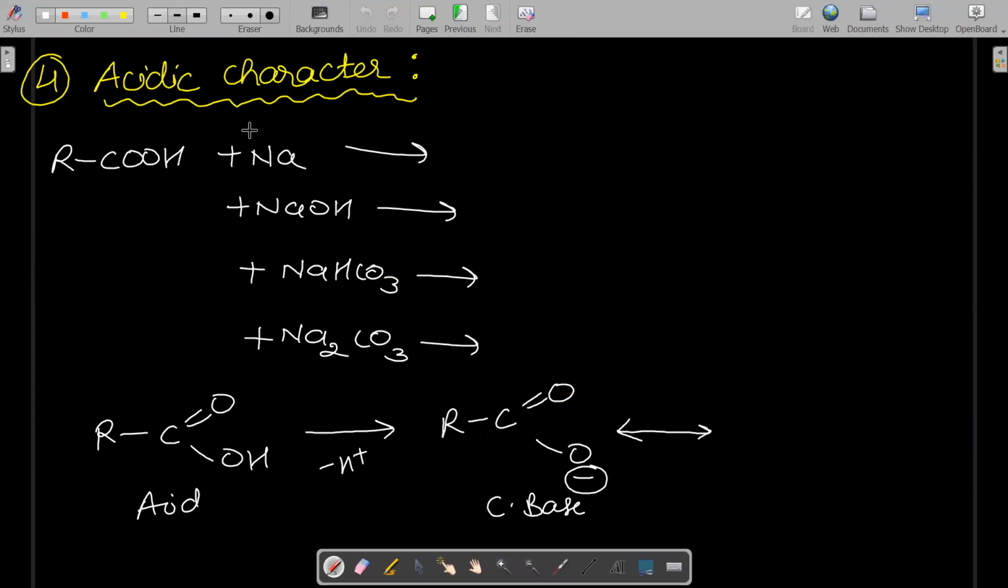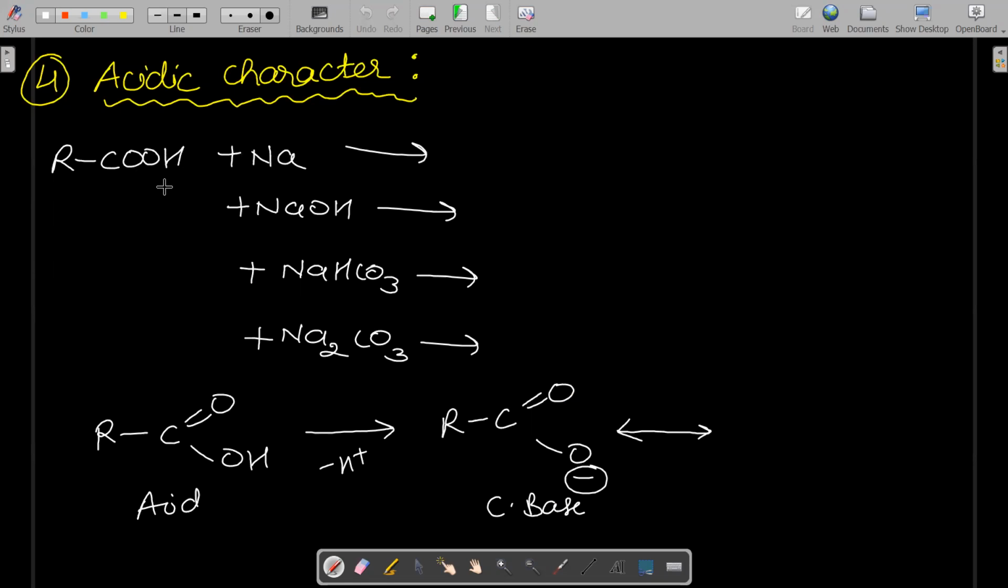Okay, so now the next property. This is the most important property of carboxylic acid because the name is carboxylic acid, so obviously it is acidic in nature. How can you prove chemically that carboxylic acid shows acidic character? What chemical reaction can prove that carboxylic acids are acidic in nature? What can you write? See, what will the reaction be?